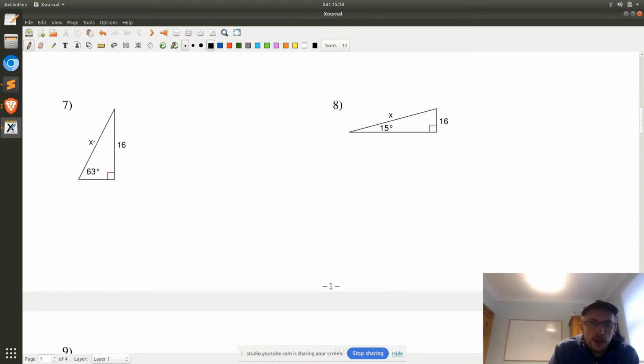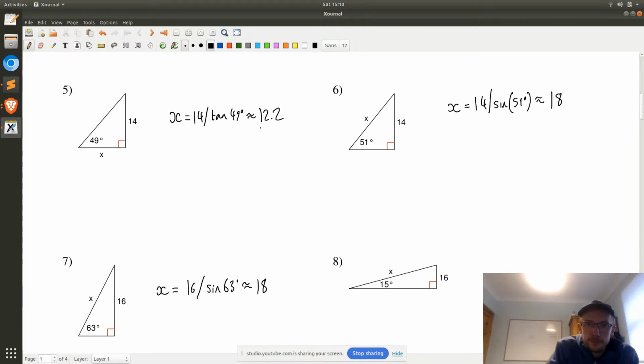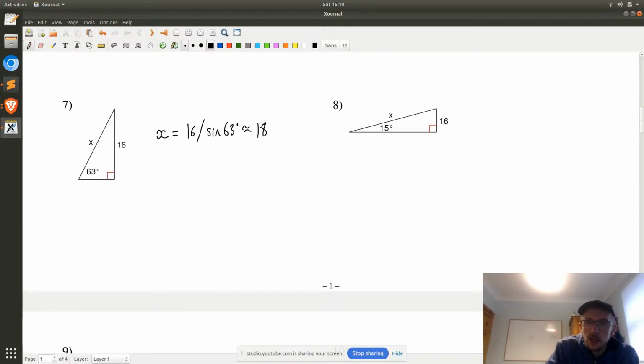Here, opposite and hypotenuse again. Sine of 63 is 16 over x. So x is 16, beg your pardon, 16 over sine 63, about 17.9, so about 18 to the nearest tenth. Check that these sound right and look right. They seem fine. Okay.